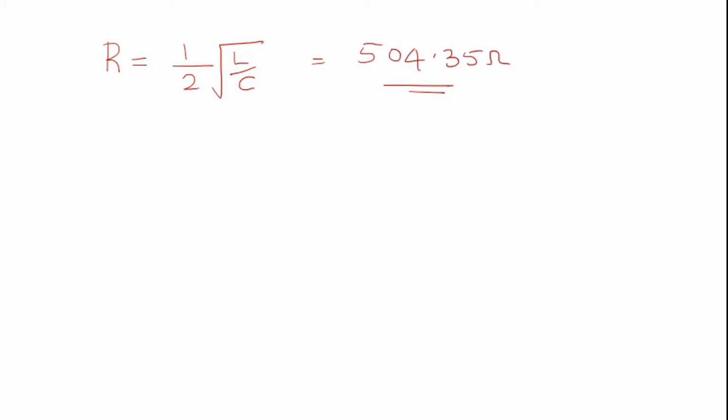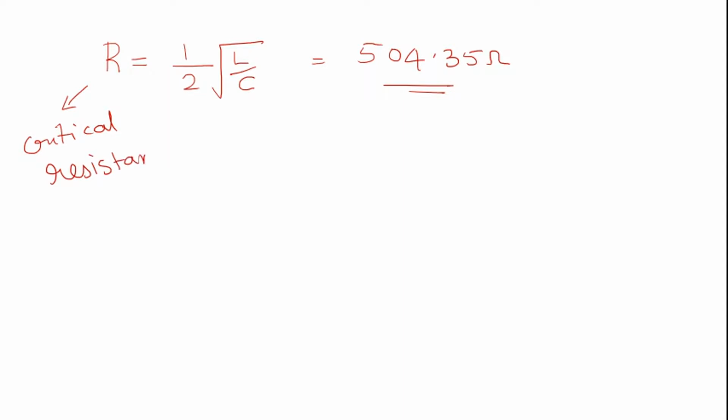To find the critical resistance, we have to use R equal to 1 by 2 root L by C. If the resistance value is greater than this, the transient oscillations exist. If it is less than or equal to this half root L by C, then there are no transient oscillations. So the critical value of resistance is equal to 504.35. Substitute the values of L and C, we get this. So this is the critical resistance.